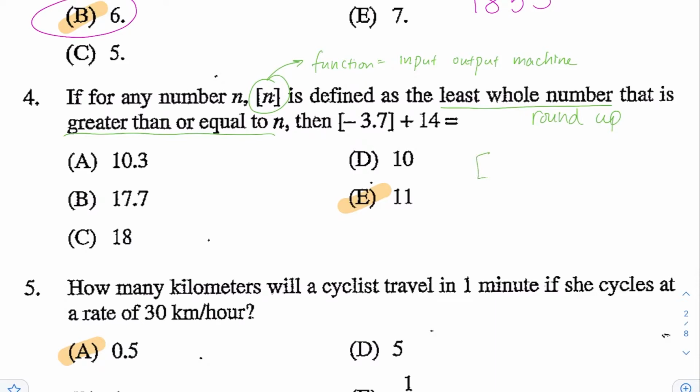So when you have negative 3.7 in this bracket, what this means is that you'll have to round this up. And on the number line, negative 3.7 is between negative 3 and negative 4. So when you round up, you want to have the least whole number that is greater than or equal to n. That's going to round up to negative 3. So this will turn to negative 3 plus 14, which is choice E, 11.